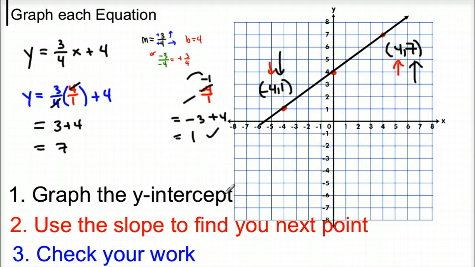So again, y-intercept, plug it in, first step. Use your slope to find your next point. It'll give you directions. Remember, you always have two different directions. And finally, you can check your work by inputting the input in for x and solving to make sure your y value is your output and they correspond.